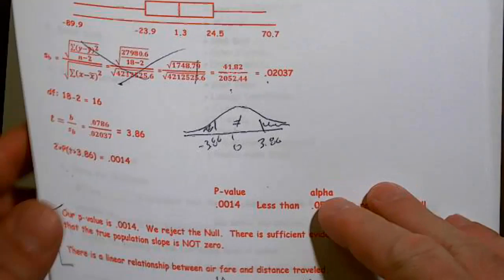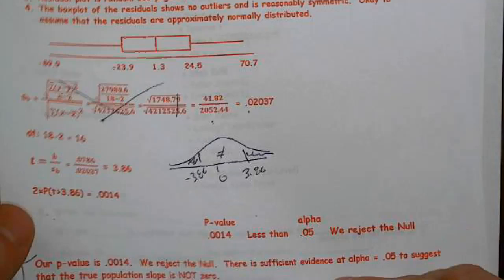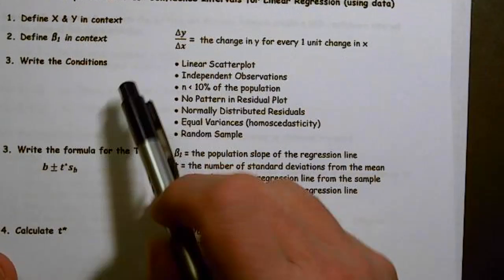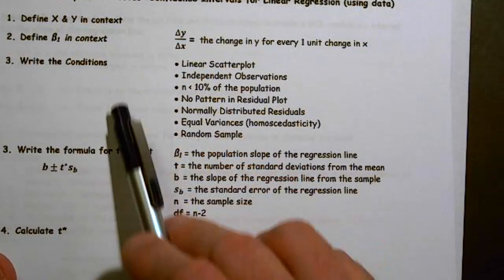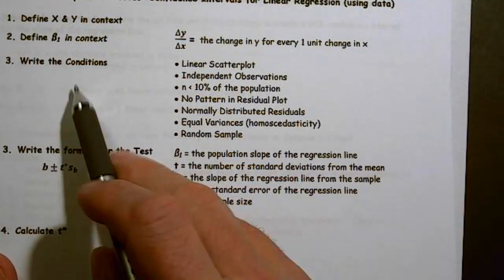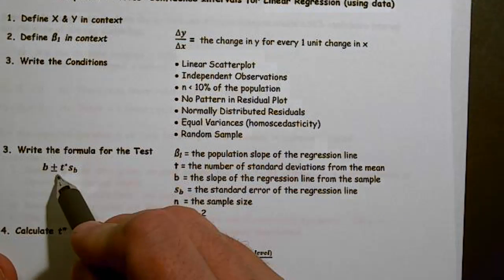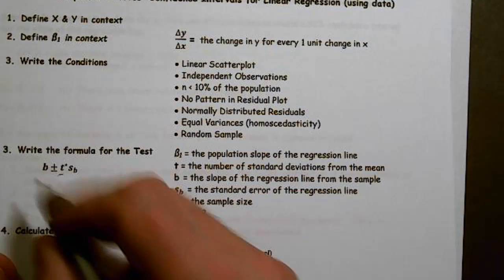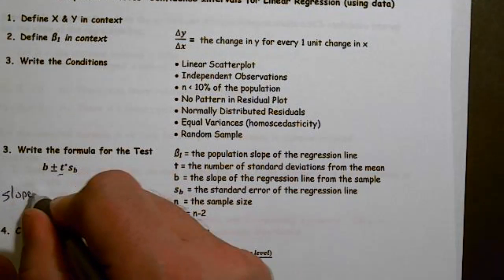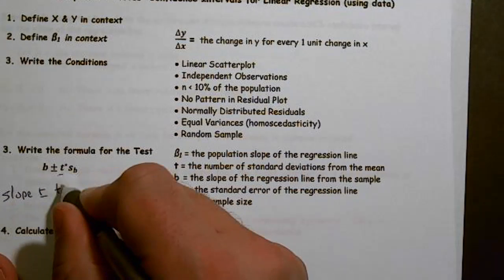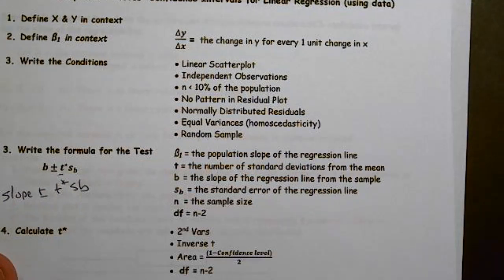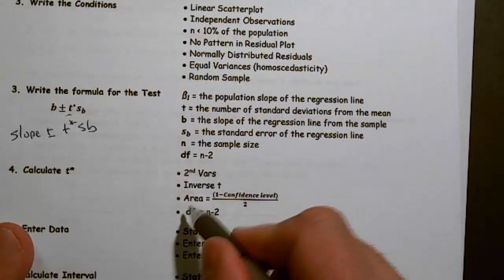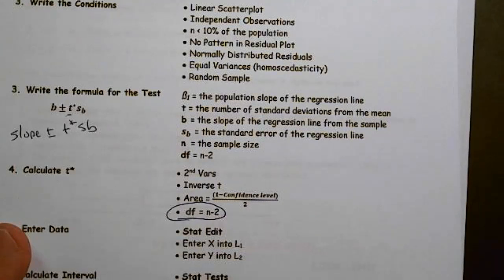All right, looking at a confidence interval. I'm going to blow through the requirements because we've already talked about defining x and y, et cetera. The part that we changed is we need to know how to calculate t star. But once again, this is slope from the sample plus or minus t star SB. Well, t star is still going to be 1 minus the confidence level divided by 2, but you're going to need to use degrees of freedom of n minus 2.